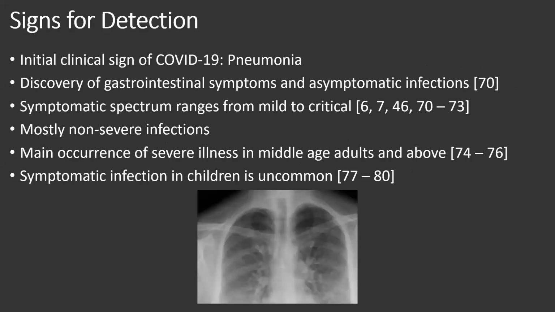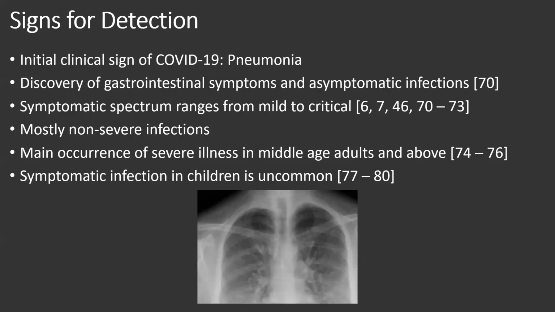And now we'll be moving on to some of the general clinical features presented. So the initial clinical sign of SARS-CoV-2 related disease, COVID-19, which permitted case detection, was actually pneumonia, which is an infection of the unilateral or bilateral lungs. And various recent reports also indicate gastrointestinal symptoms and asymptomatic infections here and there. In general, the spectrum of infection can range from mild to critical, with most infections not being severe.